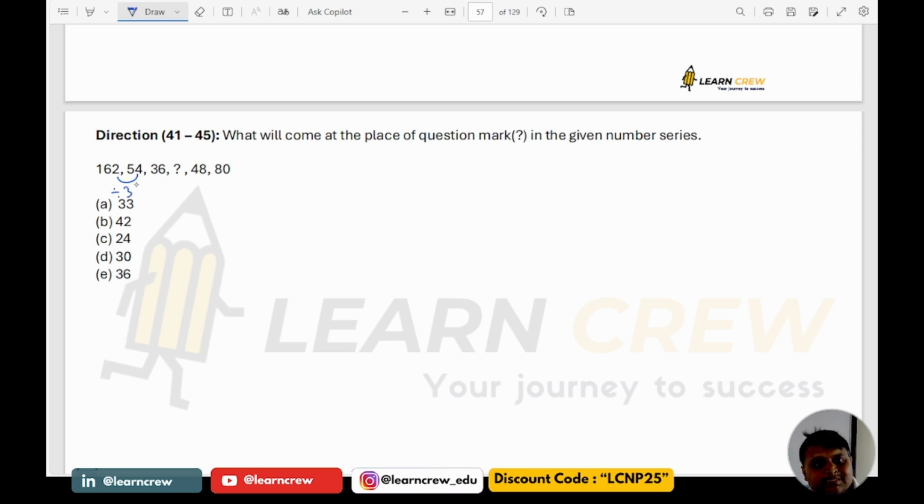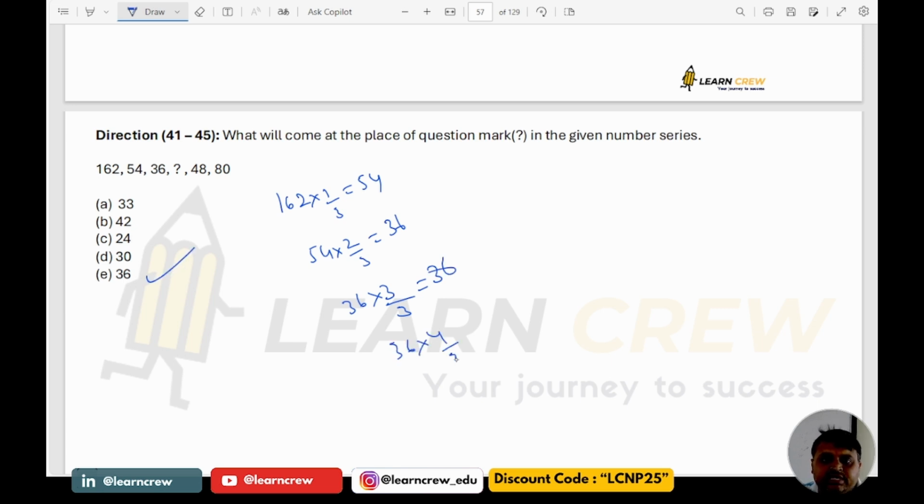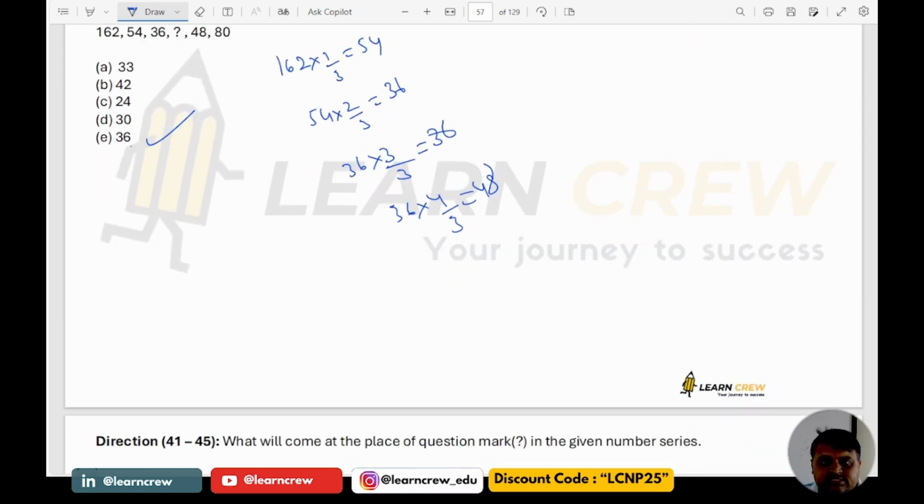54. It is 150. It is like this. See, the logic is like this. 162 into 1 by 3 is 54. 54 into 2 by 3 is 36. 36 into 3 by 3 is 36. And 36 into 4 by 3 is 48. So the answer is E, 36.